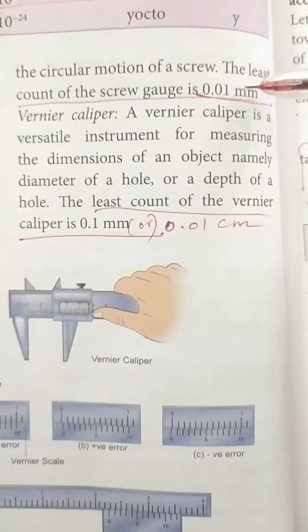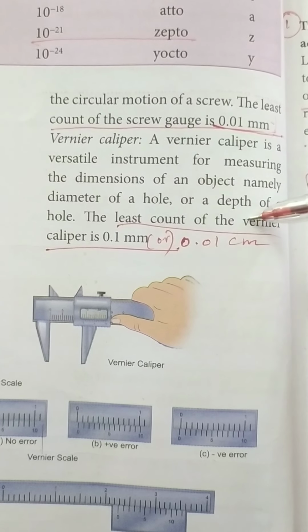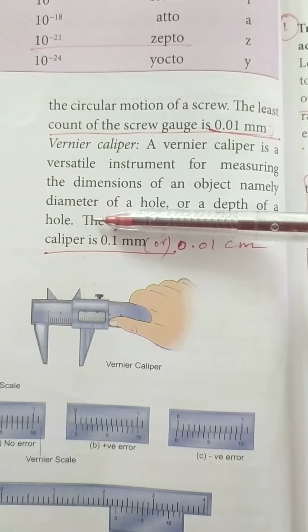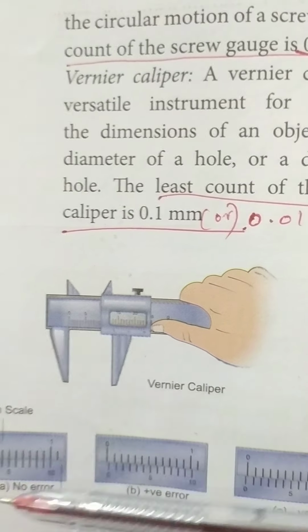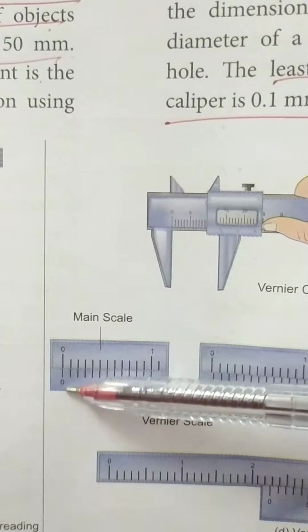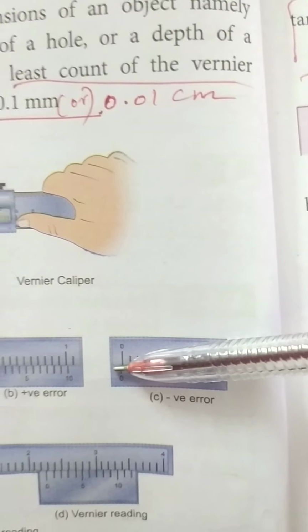Vernier caliper. The vernier caliper is mainly used for finding the diameter of a hole or the depth of a hole, where you cannot use a screw gauge. So here is the vernier caliper diagram. You already studied this in your lower classes, and this is called the main scale and this is called the vernier scale. Here there are 10 divisions in the vernier scale, and using this you can find the depth of a hole or the diameter of a hole. Here, both the zeros coincide and there is no error. If it is on the right side, that is positive error. If it is on the left side, that is called negative error.